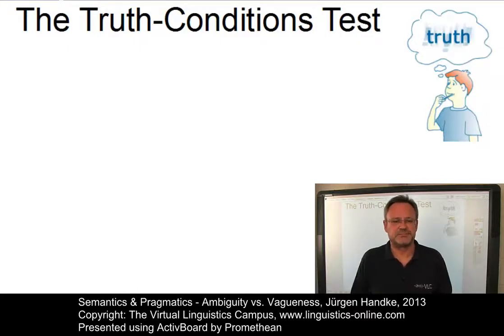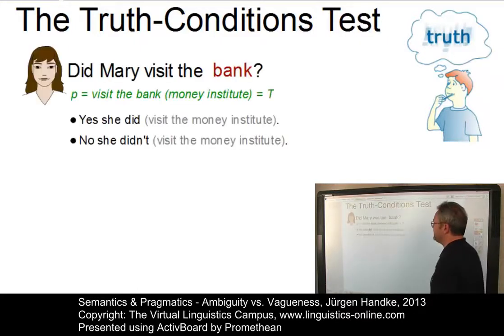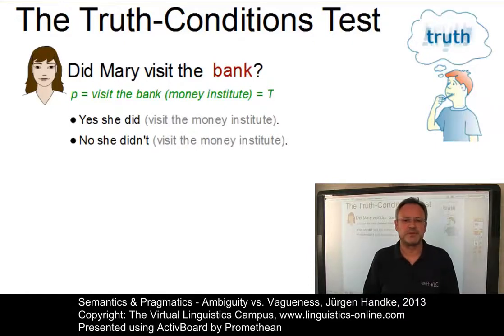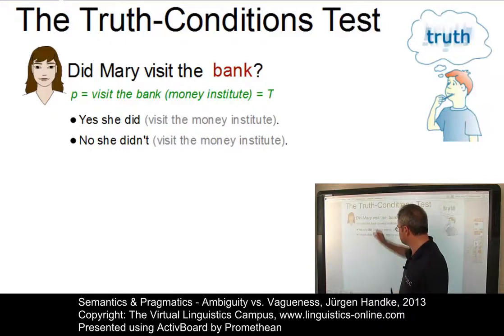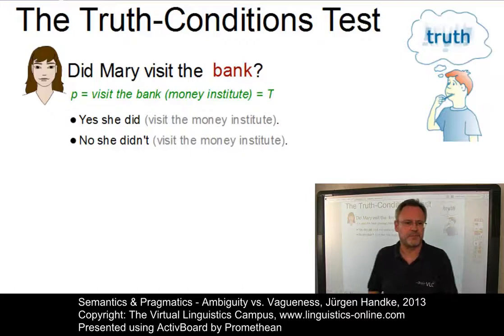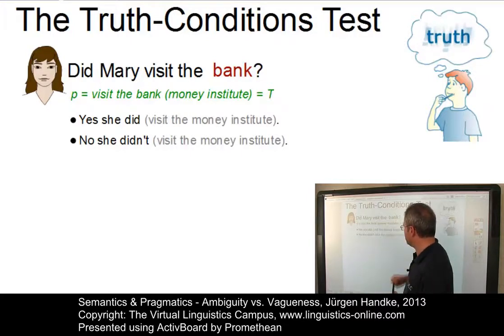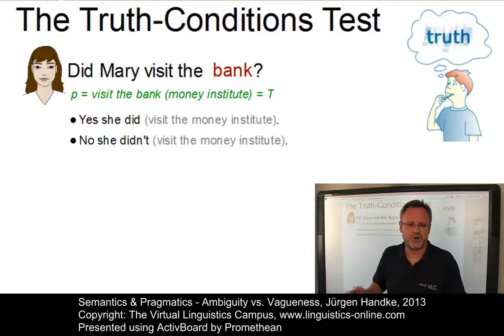For example, the question, did Mary visit the bank, could be answered truthfully either in the positive or in the negative way if Mary actually visited the bank. So our assumption is that she did visit the bank. The proposition P is assumed to be true. And then both answers are truthful. Did Mary visit the bank? Yes, she did. She visited the Money Institute. No, she didn't, if she did not.